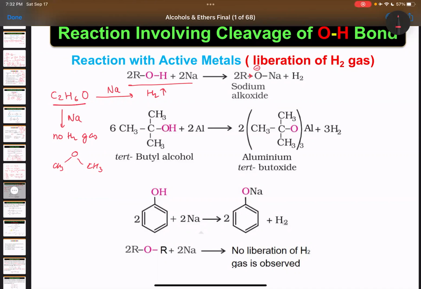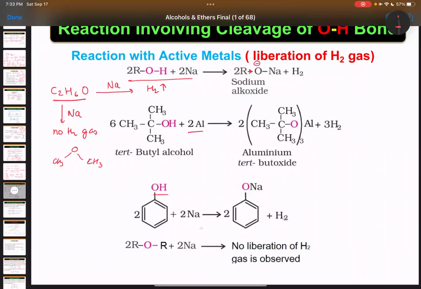Clear? Yes, sir. So ethers will not liberate hydrogen gas, alcohols will liberate H2 gas when reacted with sodium or aluminum or an active metal. And phenols, right? Phenols are actually more acidic. Ethers will not liberate this gas. So phenols also will liberate hydrogen.